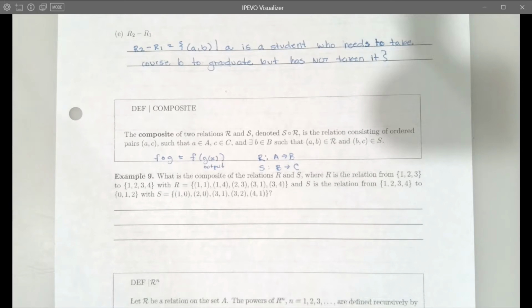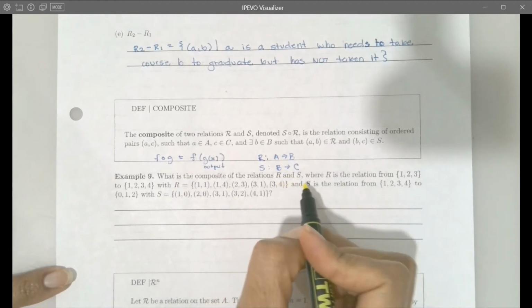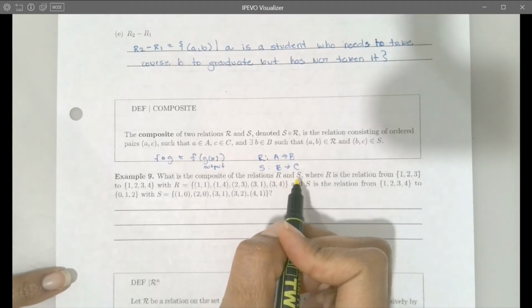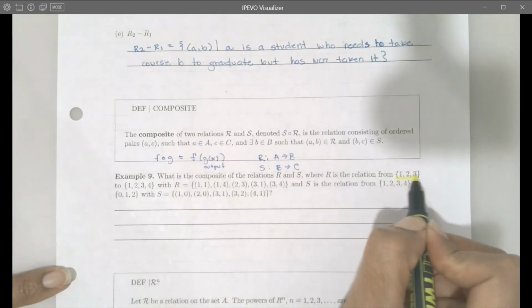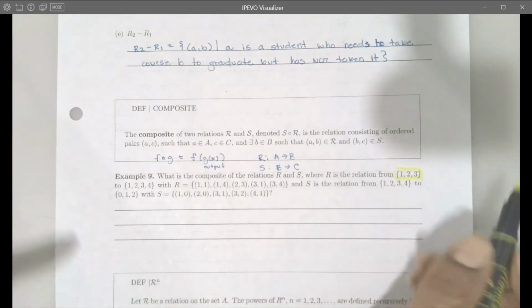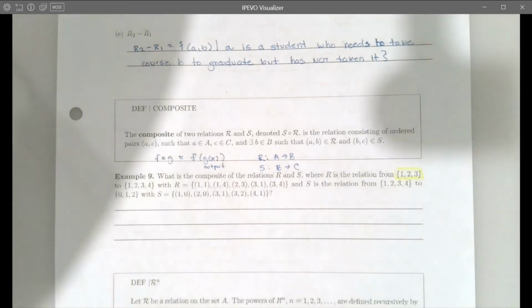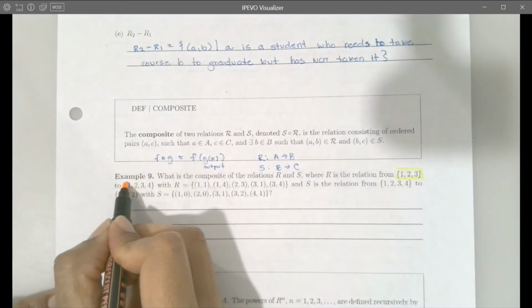Okay, so the first thing that I'm going to do here is make sure that the set of outputs pertaining to R is the same as the set of inputs for relation S. And so R takes from the input 1, 2, or 3 to the output 1, 2, 3, 4.